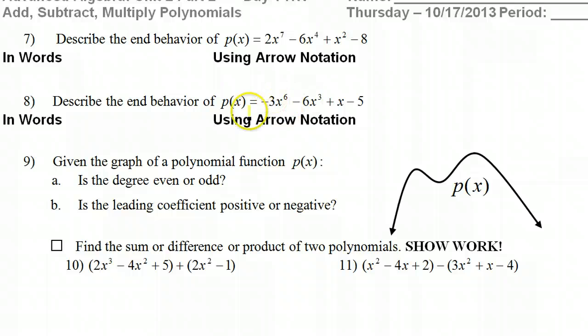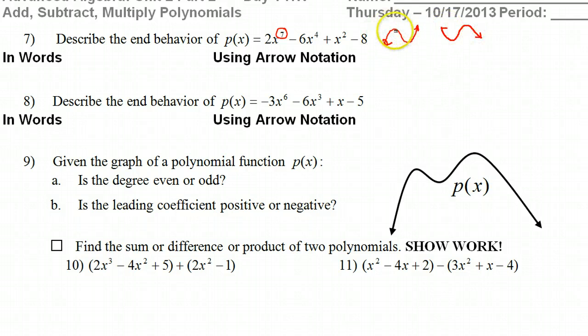Okay, so looking at number 7. Describe the end behavior of this. This time we're going to do it in words and arrow notation. Okay, we look at the fact that this is odd. Because it's odd, we know it's going to have end behavior like an N, just like a cubic function. So it'll either be like this, or it'll be upside down like this. It'll be one of these, okay?